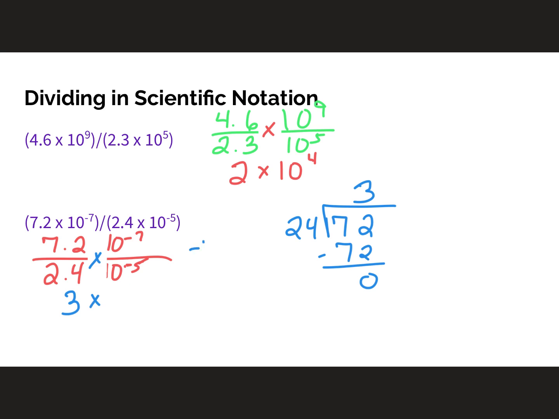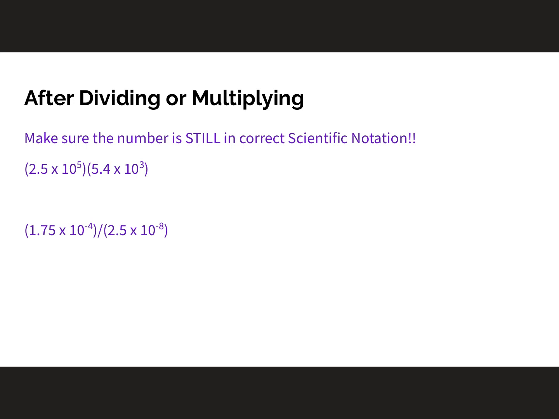Remember, so negative 7 minus negative 5 turns into plus. Negative 7 plus 5 becomes negative 2. 10 to the negative 2nd power. Not too bad. Okay, last thing. After we divide or multiply, we have to make sure the number is still in correct scientific notation. So, we're going to do 2.5 times 10 to the 5th times 5.4 times 10 to the 3rd. So I know it's going to be times 10 to the 8th.